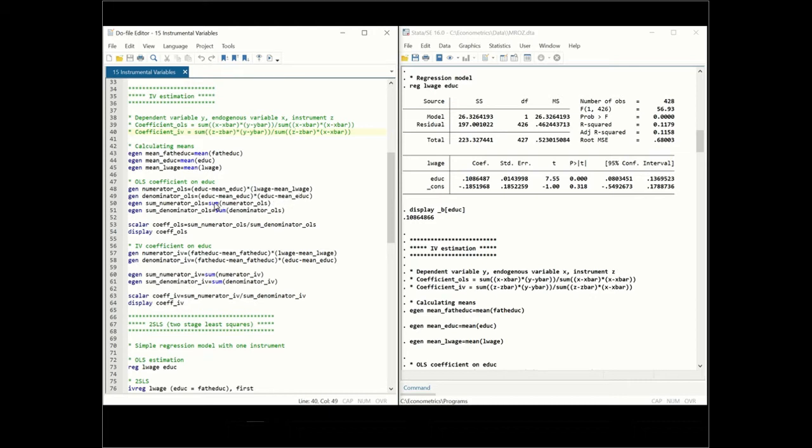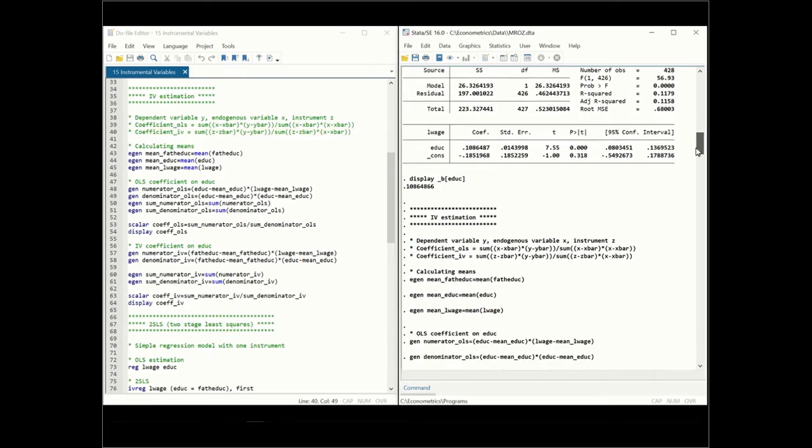And for the denominator, we have education minus mean education times education minus mean education. If we divide the numerator by the denominator, basically this would be the coefficient here. And if we display this coefficient, remember the coefficient 10.8, we should be getting exactly the same coefficient.